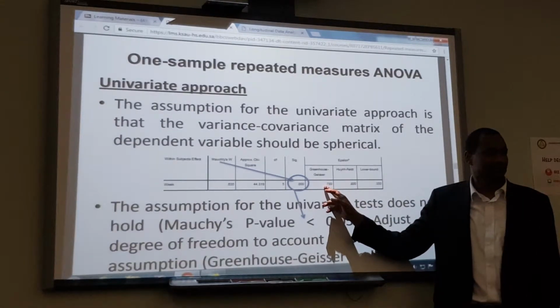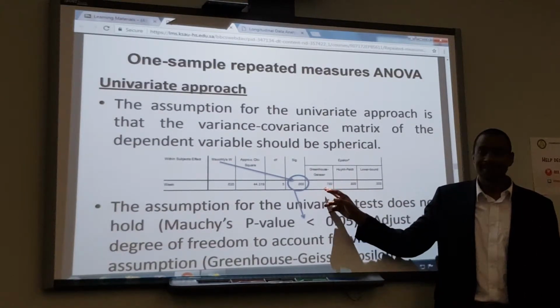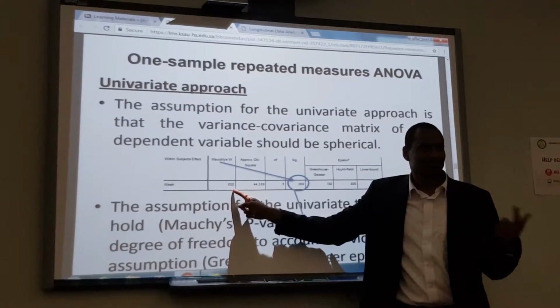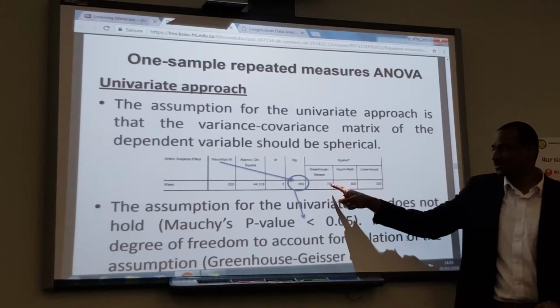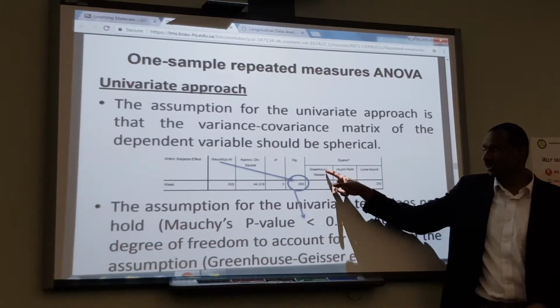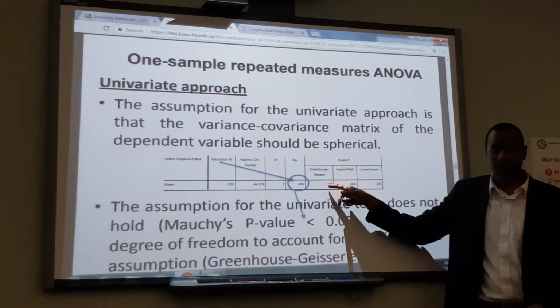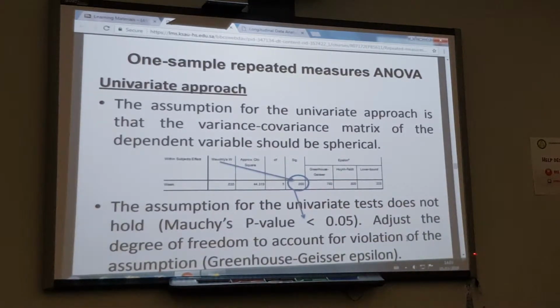adjusted degrees of freedom. And again, don't confuse it with this value. It is what? The value of Mauchly's test, right? Don't confuse it with this value. This is the value of Greenhouse-Geisser. Later, it's going to report their p-value. Okay.